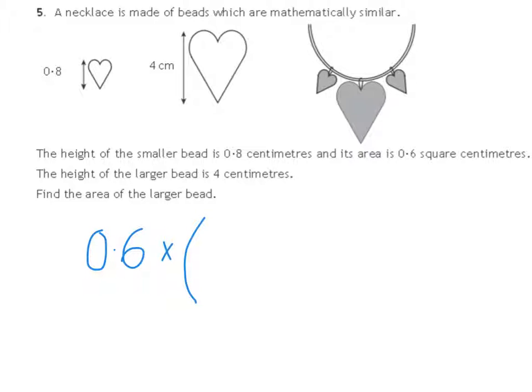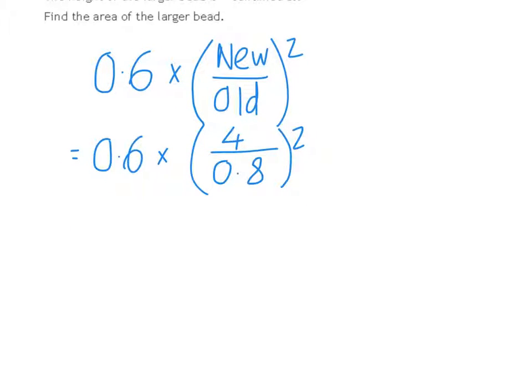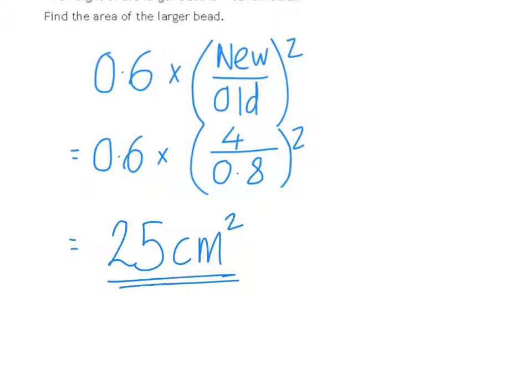So to find our scale factor, we take two corresponding lengths, one from the new shape, the one we're trying to find, divided by one from the old shape. And as I've said, since it's area, we'll need to square it. So that's going to be 0.6 multiplied by, and then we can take the height, which is 4 from the new shape, divided by the height from the original shape, which is 0.8, and then we're going to square it. So when we multiply it out on our calculator, that will give us exactly 25 square centimetres. That's the area of the larger bead and the end of the question.